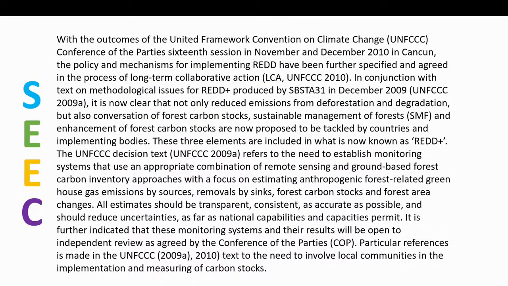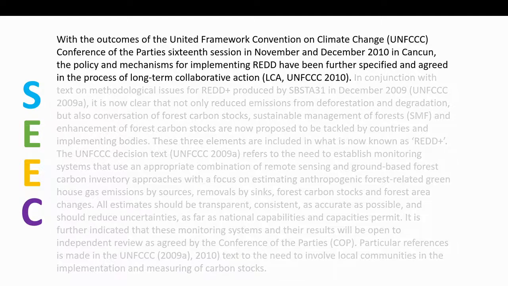Again, this is a real published article on the same topic but from different authors. Let's start out by looking at just the first sentence of the paragraph to see if we can find out what the topic is. I'll make it a little bit easier for you. This is a pretty heavy topic to start out with. I think that the topic of this paragraph is that the UNFCCC Conference of the Parties have further specified and agreed on policy and mechanisms for implementing REDD through long-term collaborative action.